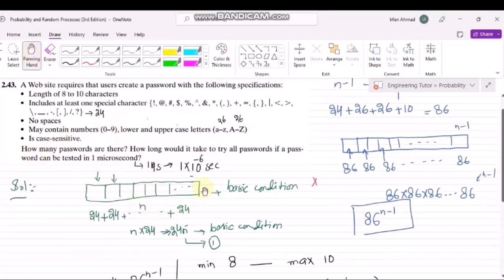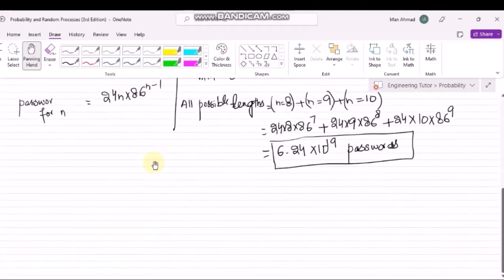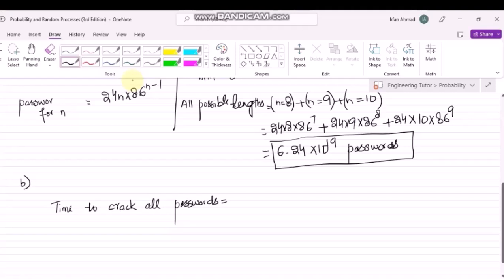Okay, so what is the next step? In the next step we have to find out how long it would take to try all passwords, if a password can be tested in 1 microsecond. So in part B, the time to crack all passwords is equal to, that is basically the total time.